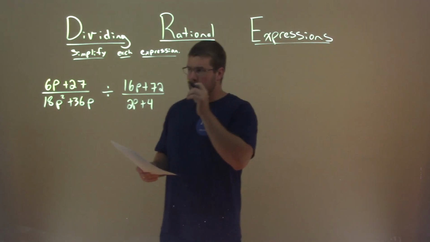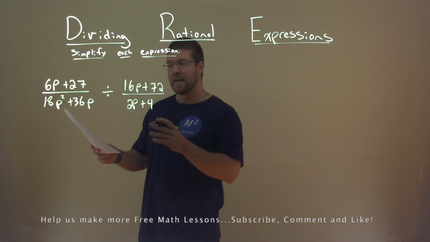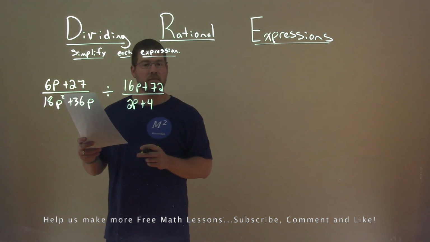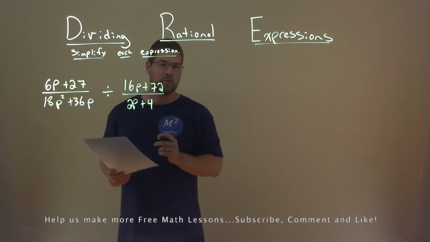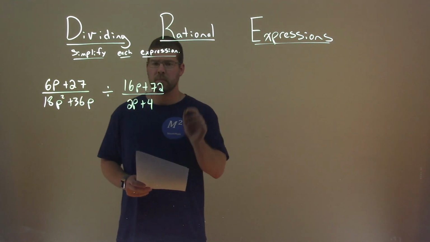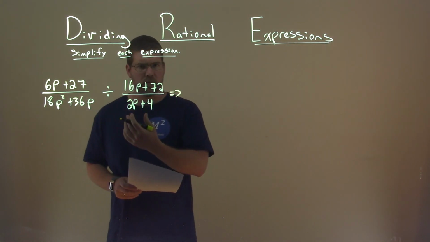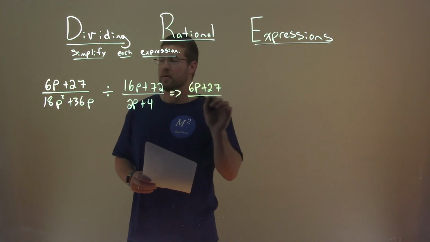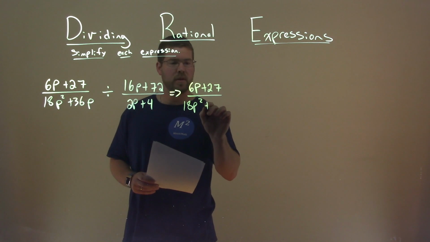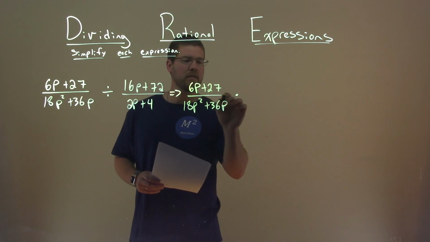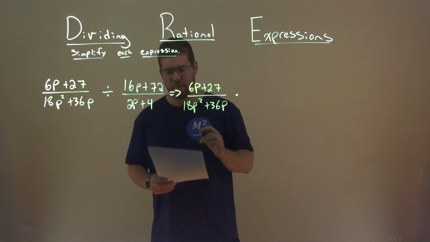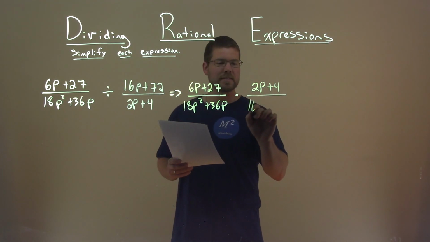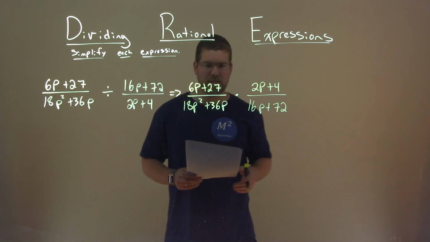We're given this problem right here. 6p plus 27 divided by 18p squared plus 36p divided by 16p plus 72 over 2p plus 4. And we need to simplify this expression. Well, I'm going to rewrite this problem as a multiplication problem. First part stays the same: 6p plus 27 over 18p squared plus 36p. But instead of dividing, we're multiplying, and we're going to flip the fraction there. 2p plus 4 is now in the numerator, and 16p plus 72 is now in the denominator.